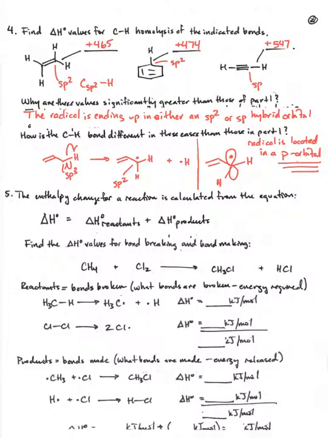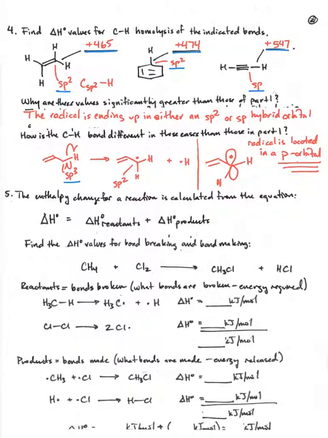That is very important to understand, because in these cases up here, when you cleave the bond, the radical ends up in either an sp2 orbital or an sp orbital. And that's why these values are significantly higher than when you're just starting off with an sp3 hybridized carbon.